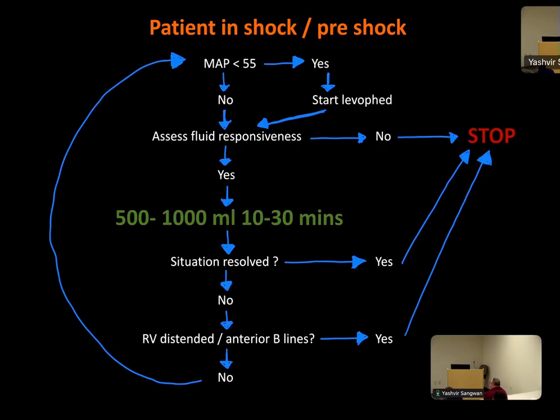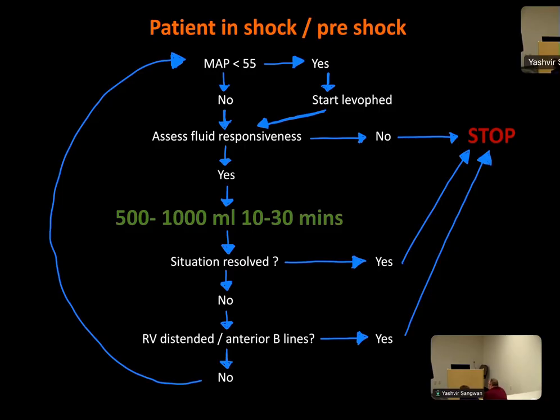If the MAP is less than 55, start Levophed peripheral, but don't stop there, okay? If it is yes, I start Levophed, that's not a problem. They can tolerate a MAP of 55 for some time. If they are not there, I would assess fluid responsiveness. If your examination and your assessment shows they are not fluid responsive, why would you give fluid? But if they are fluid responsive, you give them a bolus. And then urine output picks up, skin turgor gets better, mental status gets better, Levophed turns off. Situation is resolved, you stop.